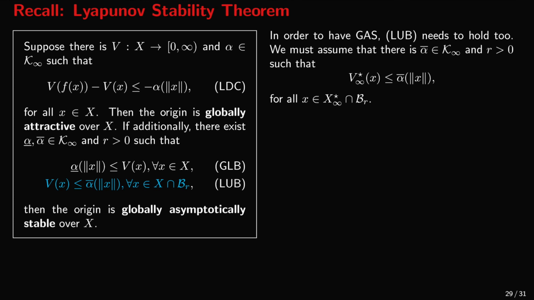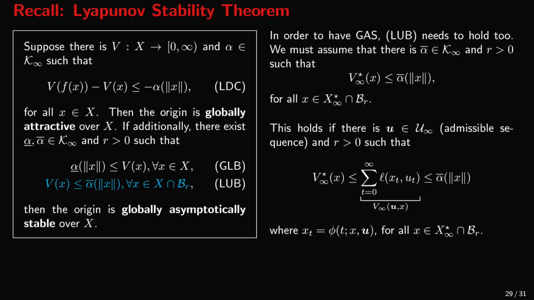We must assume there is a K infinity class function, let's say alpha overline, and a positive number r such that V infinity star of x is less than or equal to alpha overline of the norm of x for all x in the intersection of X infinity star with a ball of radius r. This holds if there is an admissible sequence of inputs u boldface and a positive number r such that the infinite horizon cost is bounded above by alpha overline of the norm of x for all x in that set. This is because V infinity star is below the infinite horizon cost of u boldface.